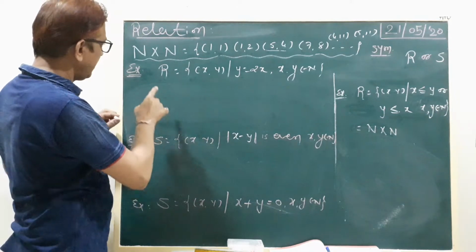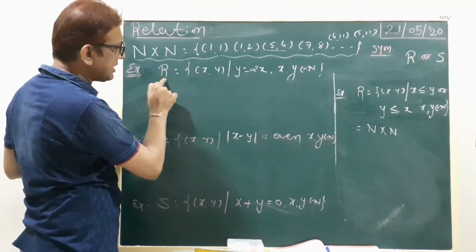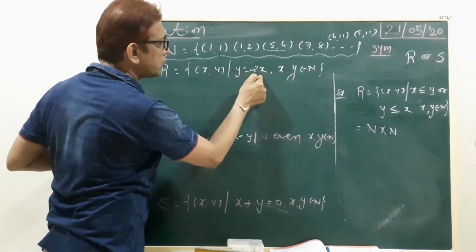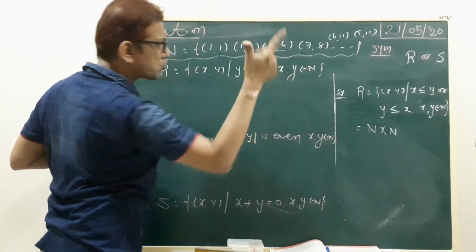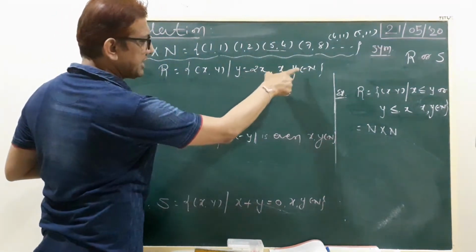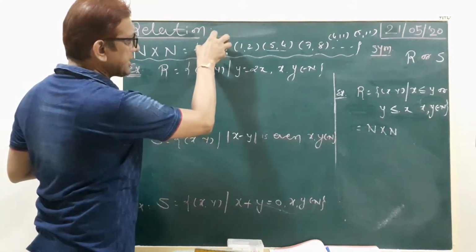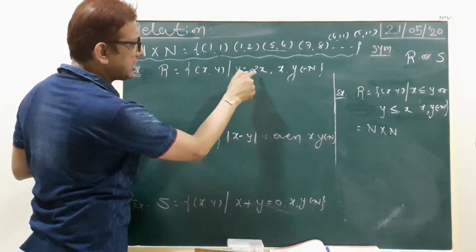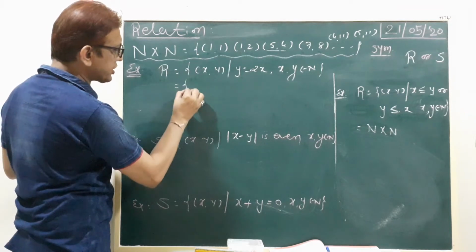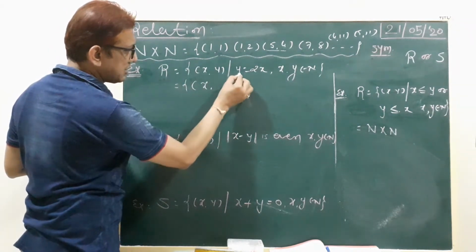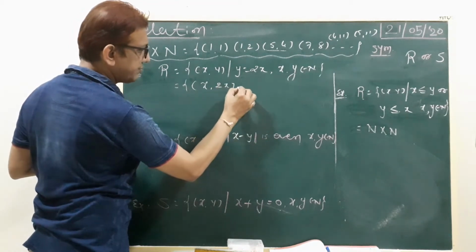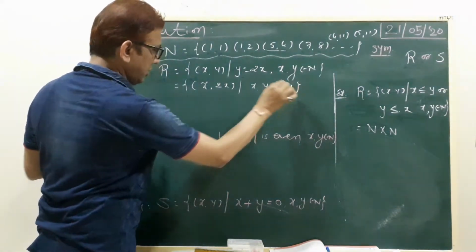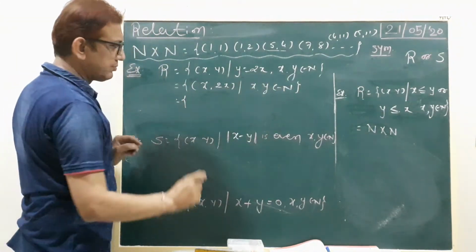Look here. First, an example. R equal to the set of (x, y) such that y equal to 2x, where x and y both belong to N. Here x and y are natural numbers. Now we select brackets in N cross N, but the condition is y equal to 2x. We write the question in another form: (x, y) where y equal to 2x, right? Where x, y belong to N. Clear?